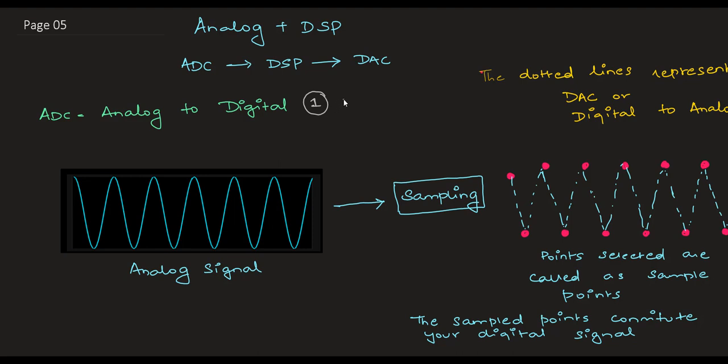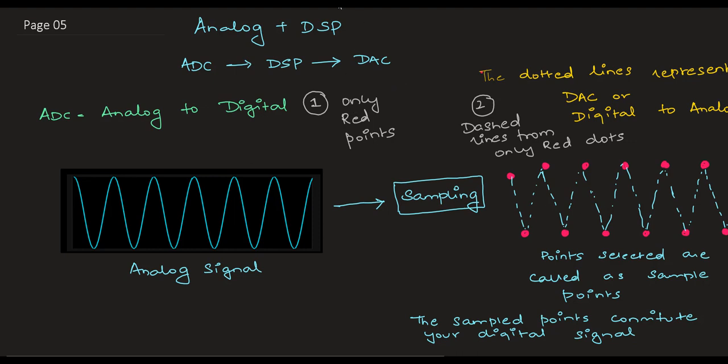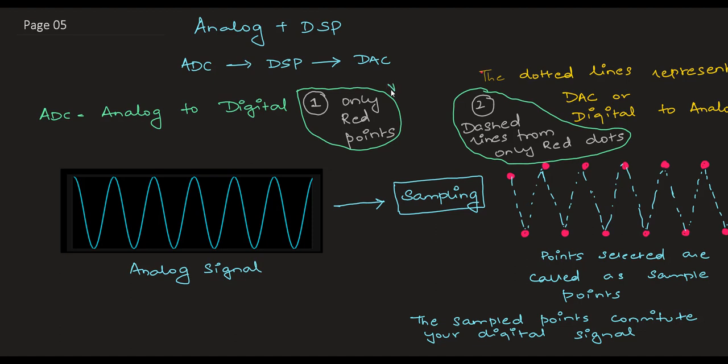In this case, I'm going to say that my DSP is just a unity filter, a unity all pass filter. So it is passing all the points. It's not getting rid of any points, and it's not altering any points. And now after the processing, after the DSP, I join these points using these dashed lines, and that is my DAC. So it's clearly written here: the ADC consists of only the red points, and your DAC consists of the dashed lines from only the red dots. Good.